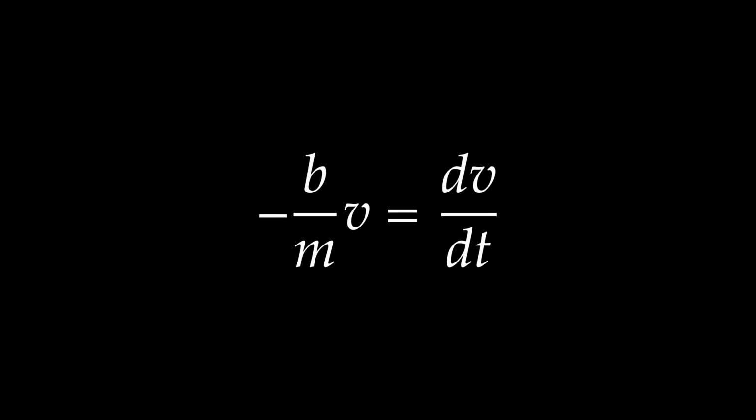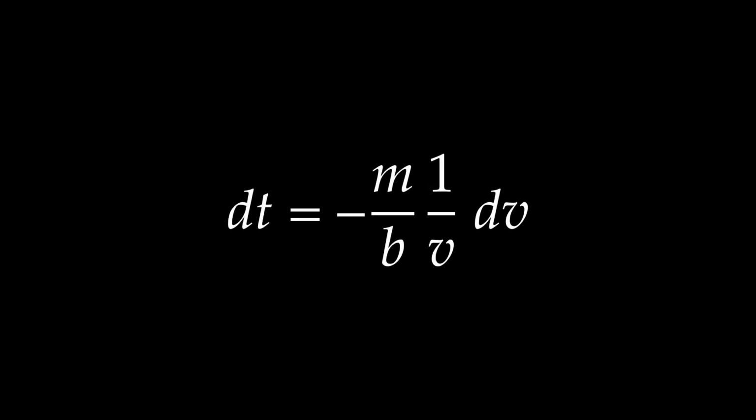What I get when I do that is that dt, the differential of time, is equal to negative m over b, inverted because I divided it over, times 1 over v dv. You might think I've written that in a funny way, but what I've done is keep all the constants together, and then keep the velocity dependence together, and then I have the differential of velocity. To me, it's just clearer what's going on there.